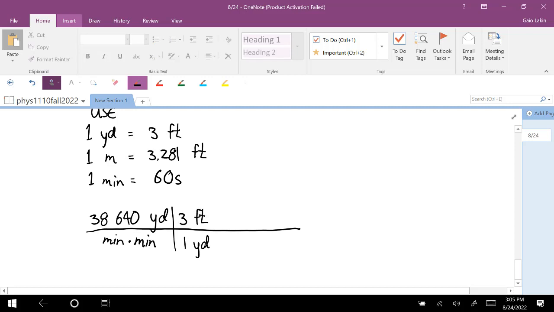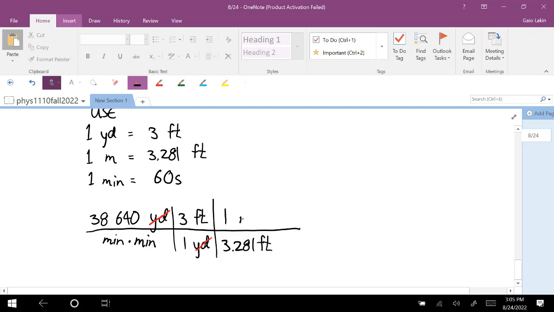Okay. And if you follow along with the cancellations, so that goes away. And if we multiply these numbers out, we have units of feet per minutes squared. And now that we're in feet, we want to go from feet to meters. Feet is in the numerator, so we want the feet to be in the denominator in our conversion factor. So the denominator has 3.281 feet.